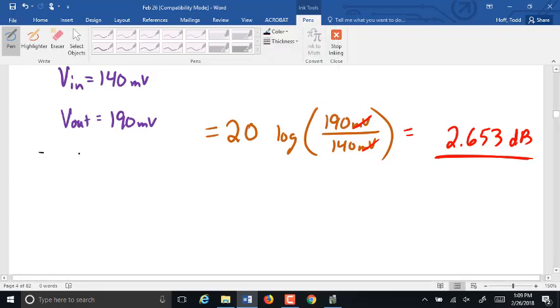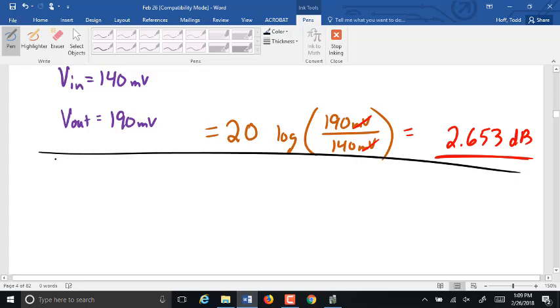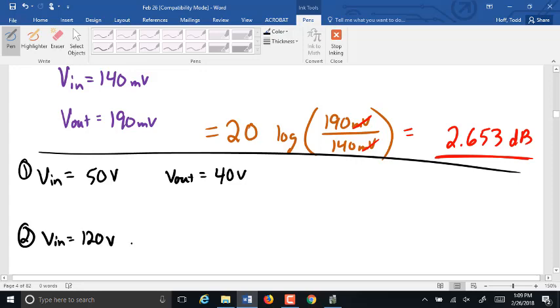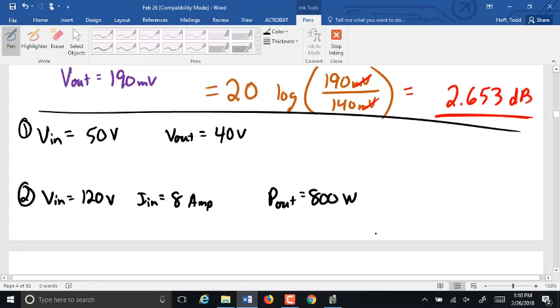So in your notes, I want you to try 2 problems for me. My input voltage is 50 volts. My output voltage is 40 volts. Find the power gain or loss. In the second one, my input voltage is 120 volts, an input current of 8 amps. And it is rated power output of 800 watts. Find the power gain or loss. I'll give you guys a couple minutes to do those, and we'll go over real quick.